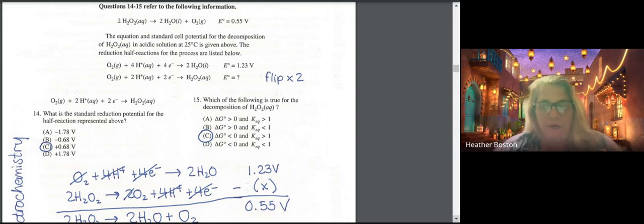Which of the following is true for the decomposition? Well, it happens spontaneously. So we know that delta G is less than 0, and we know the products are favored, so K is going to be greater than 1. So the correct answer is C.